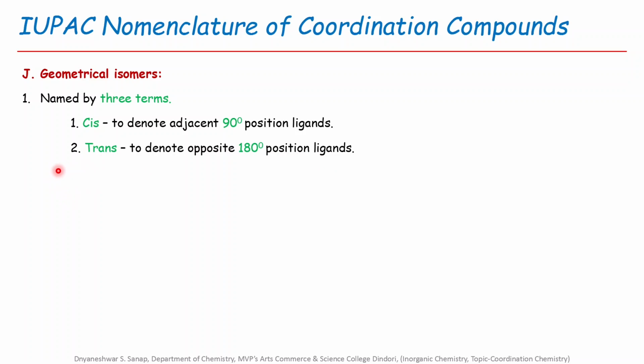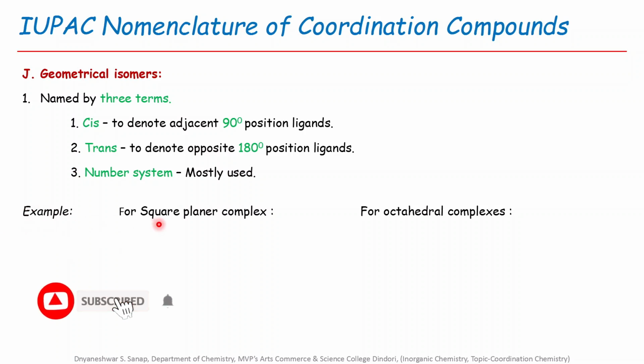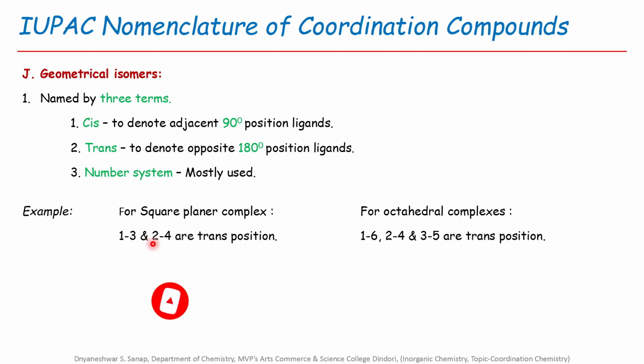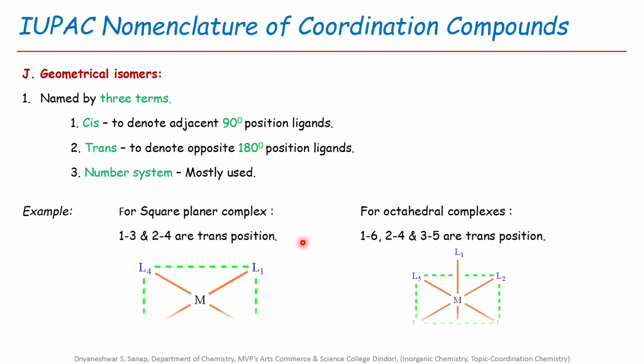Then we have to write the name as trans. And the third type of nomenclature for geometrical isomerism is the number system. This number system is generally used for the nomenclature of a geometrical isomer. It avoids the confusion between the cis-trans isomers. Let us see one by one. For square planar complexes and for octahedral complexes, 1,3 and 2,4 positions are trans positions for square planar complexes. Similarly, 1,6, 2,4, 3,5 are trans positions for the octahedral complexes.